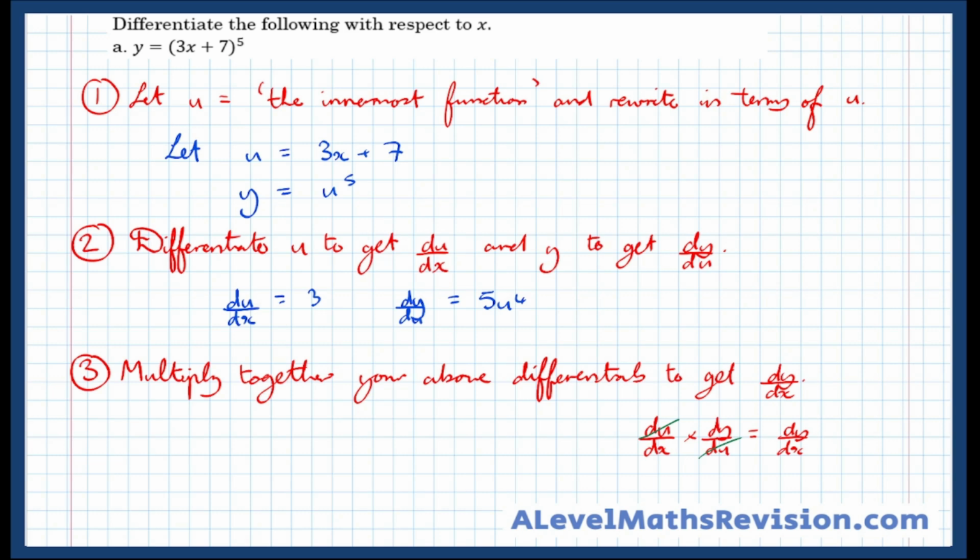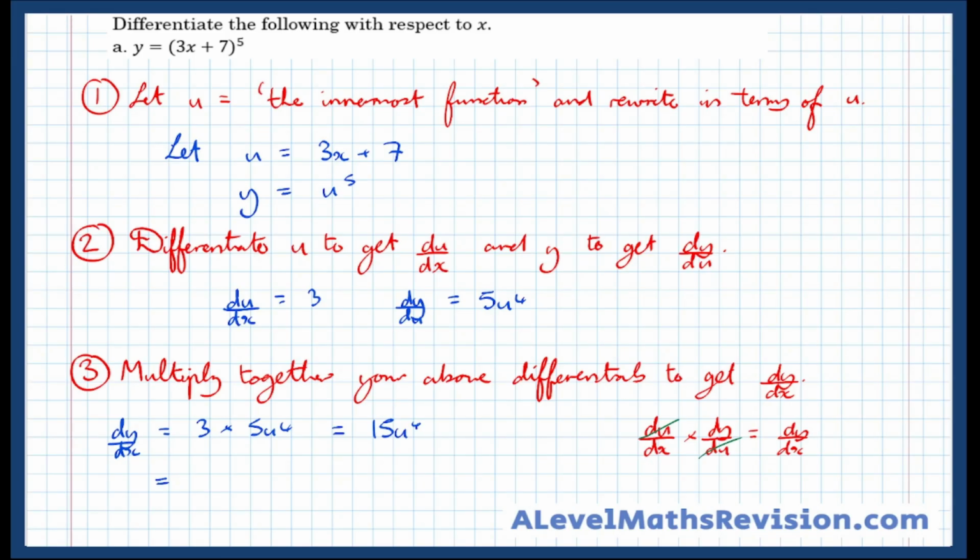So dy by dx equals, multiplying them together, 3 times 5u to the 4, which is equal to 15u to the 4. And what we've got there is a correct answer, but not one that would yet score full marks in an exam, because the original question here was nothing to do with u. U was something we introduced in order to make things a little bit easier. So let's conclude in terms only of the original variables, which were y and x.